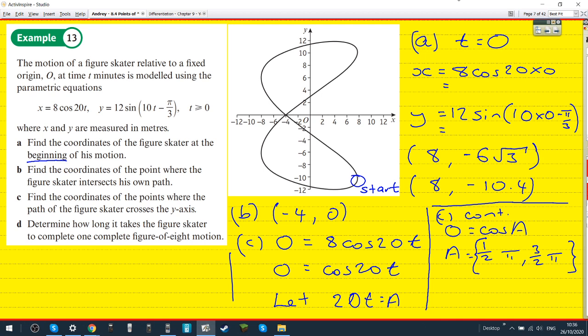Do I then do 20 times both of those? Or even, sorry, 20 divided, no, half pi and 3 over 2 pi divided by 20. Yeah. And so for 3 over 2 pi, that'll be 3 over 40 pi. Okay. And for half pi, that'll be 1 over 40 pi. Okay.